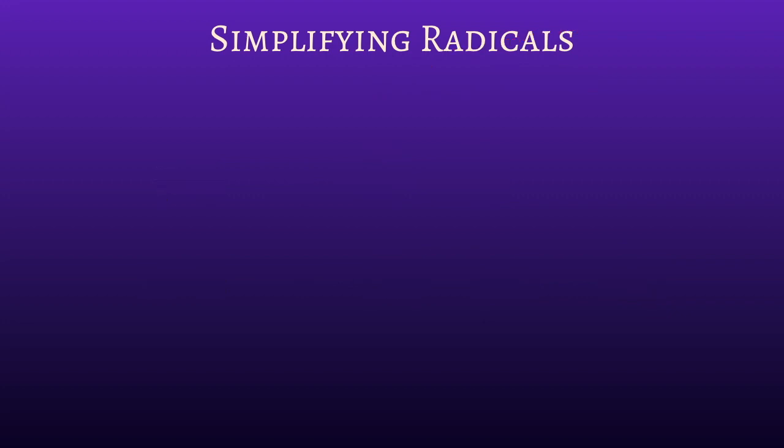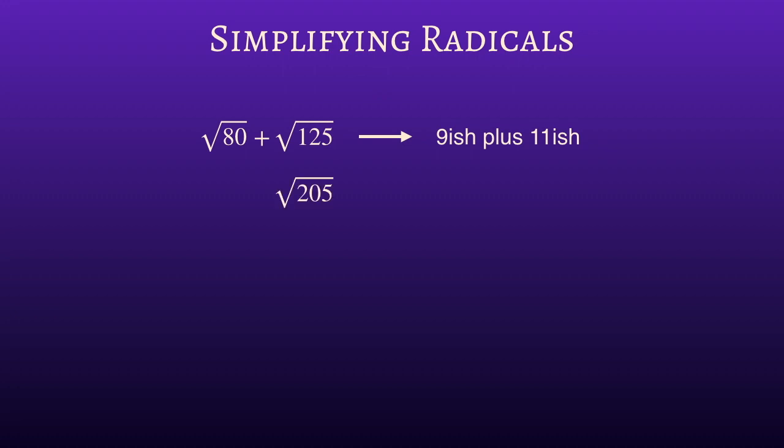So we have this problem that you can't add two radicals together. These are not perfect squares, but they'd give us a little bit less than 9, a little bit more than 11. If I take the square root of their sum, I get something that's just a little bit over 14, which isn't even close to 20.